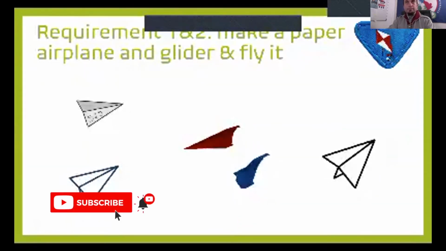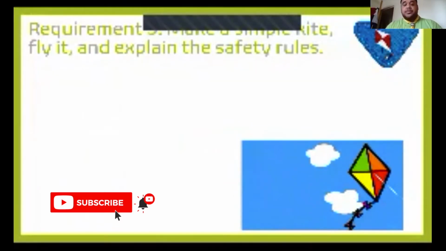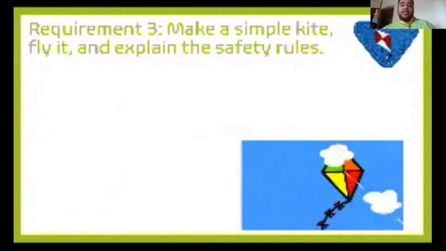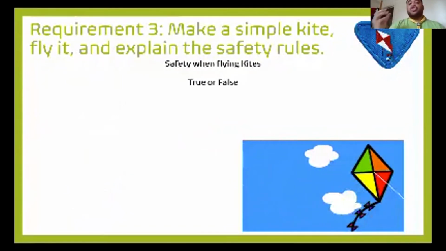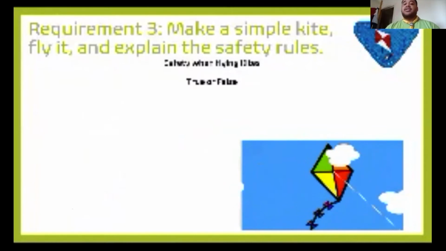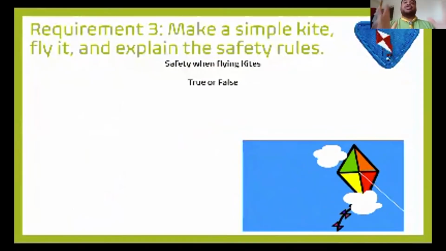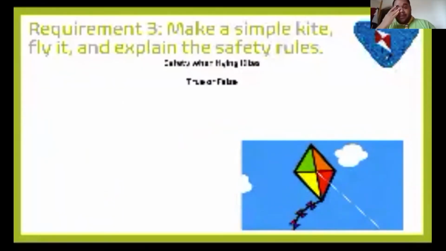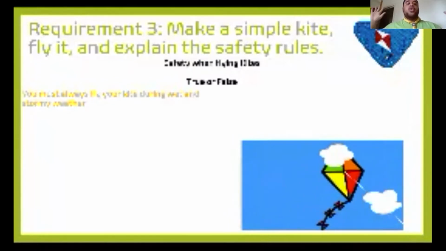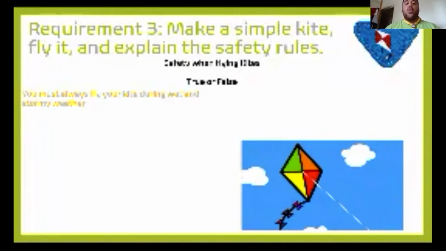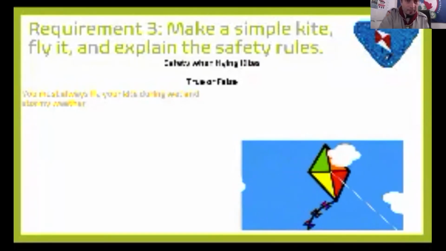Okay, so let's go on to our kite. There are some safety rules when we're flying kites. So we're going to play a quick game. Is safety when flying kites true or false? What I want you to do is write or shout out, or type out, if the statement is true or false. Here comes the first one. True or false? You must always fly your kite during wet and stormy weather. Type away F or T, true or false?